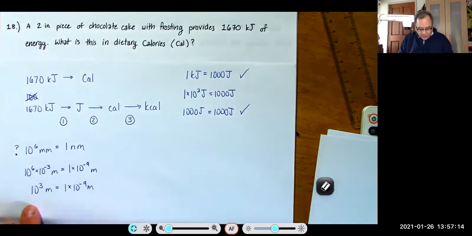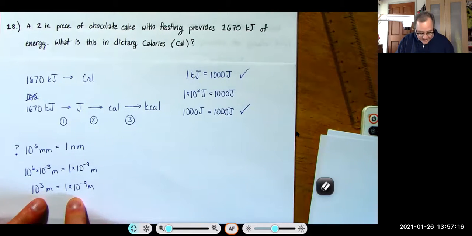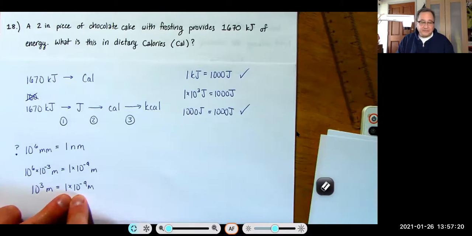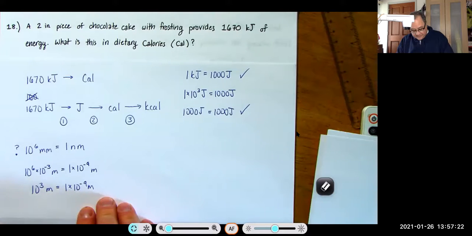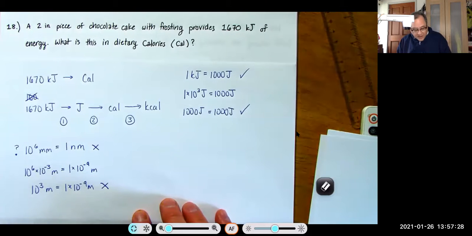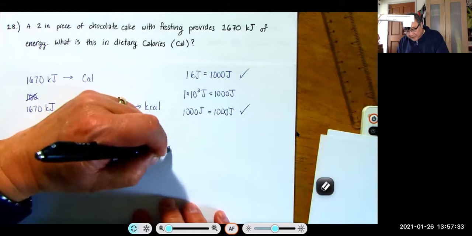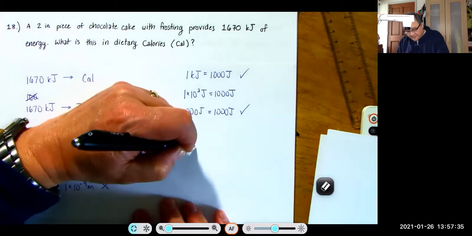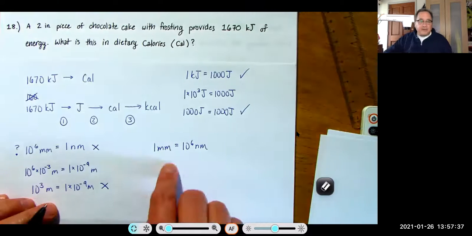So if we take a look at what we're left with down the bottom, it says 1,000 meters is 1/1000th of a meter. And is that correct? No way. So that means this is not correct. So let's try it the other way around. Let's try 1 millimeter is equal to 10 to the 6 nanometers. And let's check that one and see if it's correct.